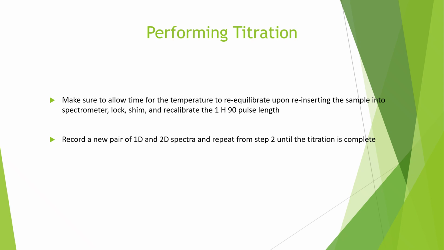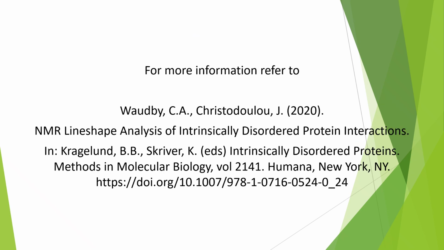Lock, shim and recalibrate the 1H 90 pulse length. Record a new pair of 1D and 2D spectra, and repeat from the second step until the titration is complete. Know that for analysis in Titan, it is essential that acquisition parameters such as the spectrum widths and offsets are not changed between experiments. The number of scans and receiver gain may however be varied between points as required to obtain high-quality spectra. For more information, refer to the article NMR line shape analysis of intrinsically disordered protein interactions, from which the information for this video was obtained.